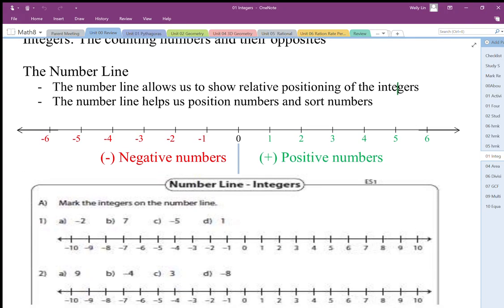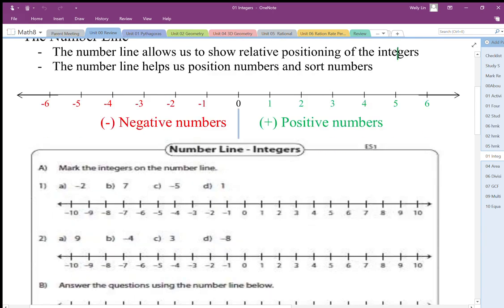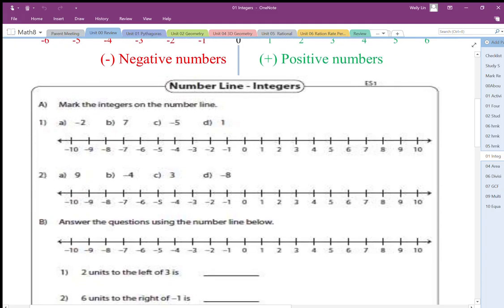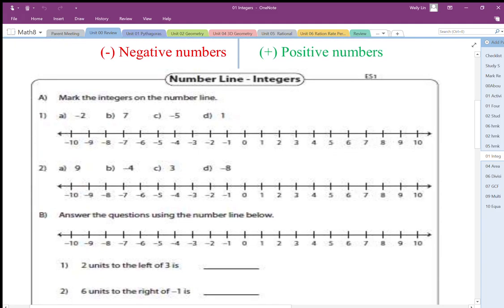So we have our number line here. We have 0. That's our boundary between positive and negative. We have positive to the right, and we have negative to the left. So when we look at these integers, we can mark or find the position of these integers on the number line. Again, it's important to understand that integers are position.